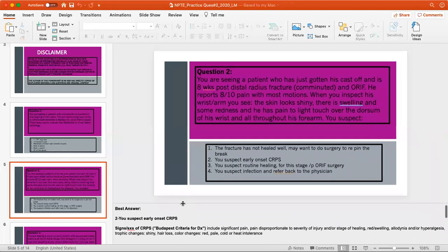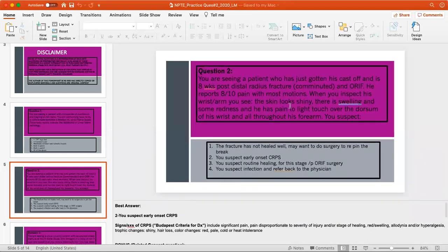So complex regional pain syndrome, these are findings that are very characteristic of CRPS. So CRPS can develop after trauma or surgery, or it can just be insidious onset. However, some of the signs and symptoms that are very characteristic include significant pain. So he's an 8 out of 10 pain, and pain disproportionate to the injury or the stage of healing. So he's 8 weeks after the fracture. He should not still be in that significant amount of pain based on the stage of healing.